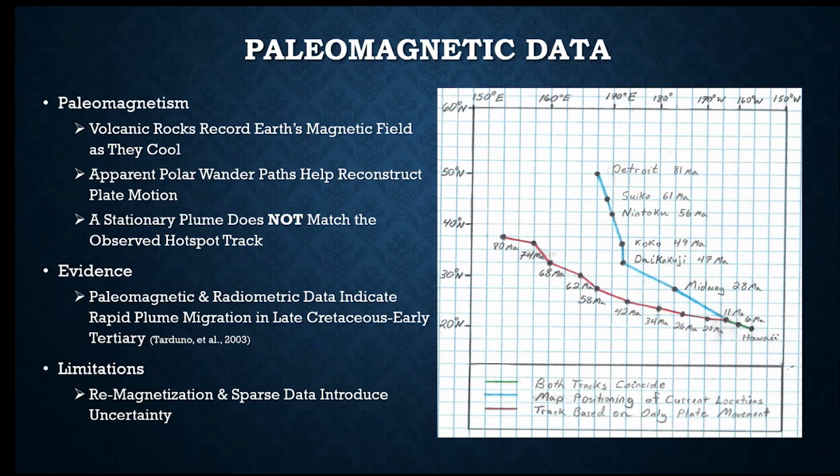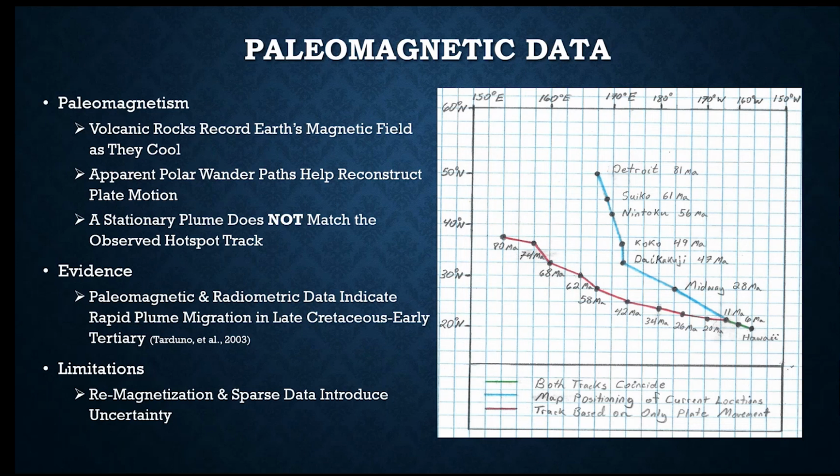Some studies even argue that the plume moved more than the plate itself, which adds complexity to current tectonic models. And I don't think I would believe that as much. It doesn't make sense for a plume to be moving more rapidly than a tectonic plate itself, but there are limitations, including potential remagnetization of rocks and sparse paleomagnetic data across some parts of the chain.